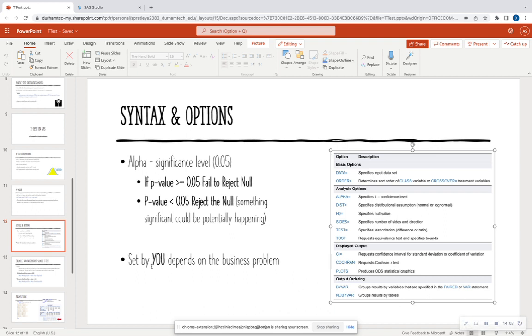Now that we have some terminology down pat and we know our assumptions, we want something that's normally distributed. We want something that has a sample size of at least 30 or more. That's what we're going to use. We know that the p-value is a probability of outcome, and we have our alpha level of 0.05. Now we can actually run some code and run a t-test in SAS.